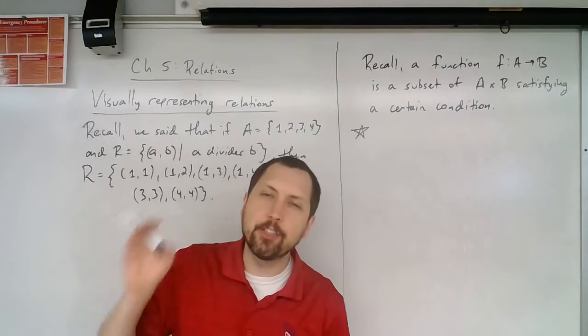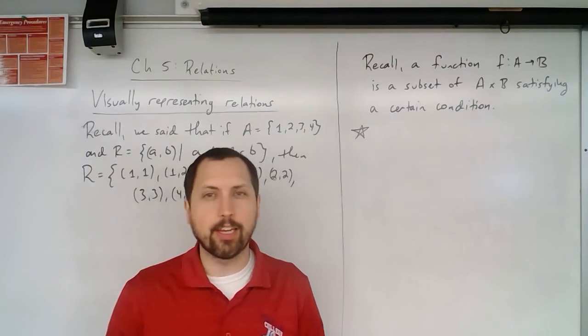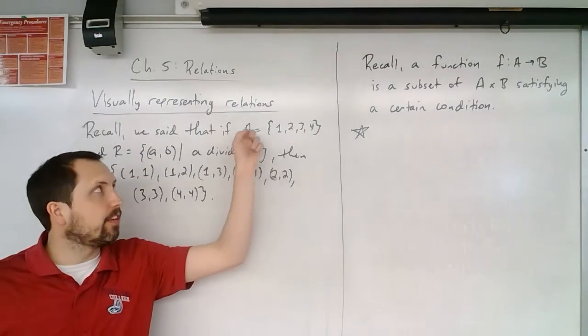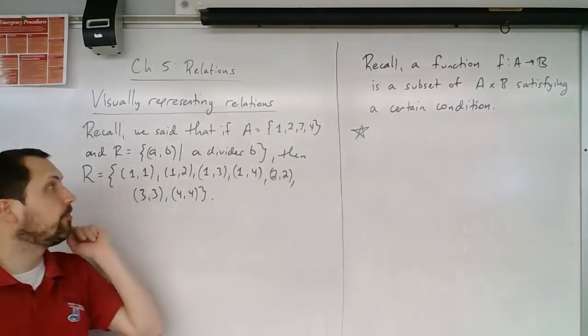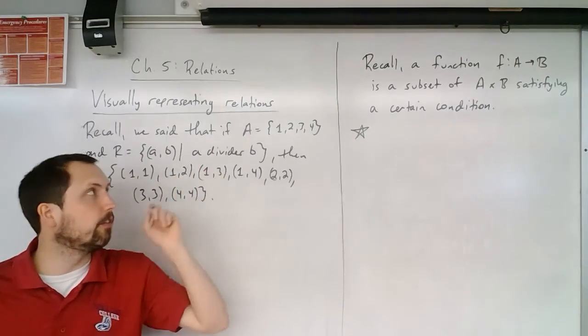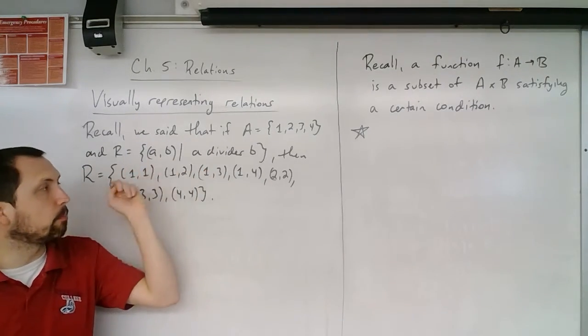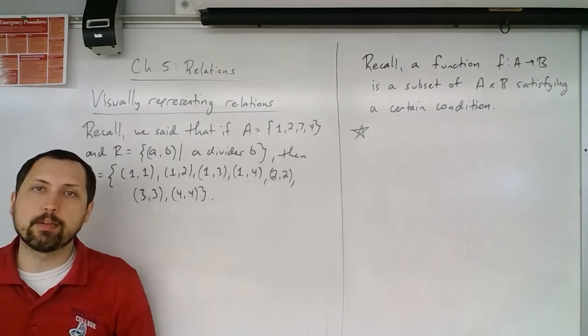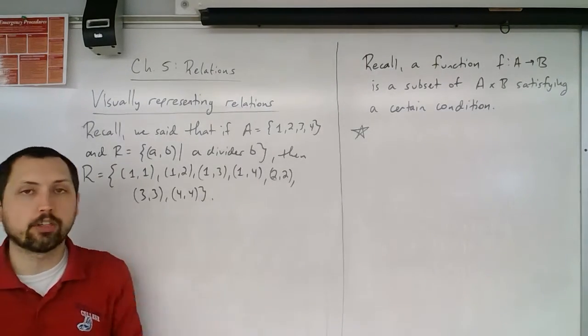Let's take a look at visualizing these relations. So this is the example that we just did in the last video, that if A is the set containing 1, 2, 3, and 4, and we define this relation of the ordered pairs (a, b) where a divides b, then we found this list of all of the elements that are described in this relation R.